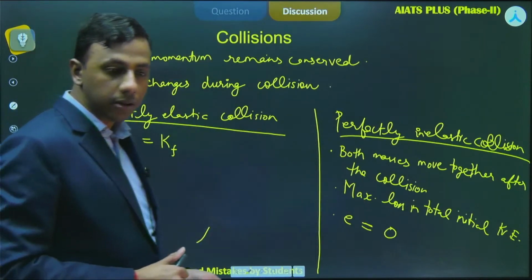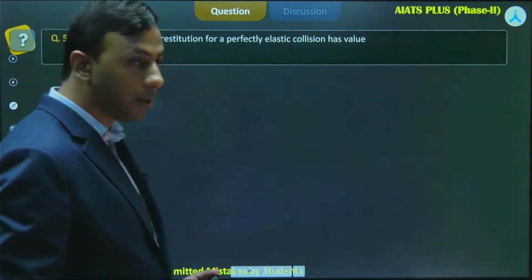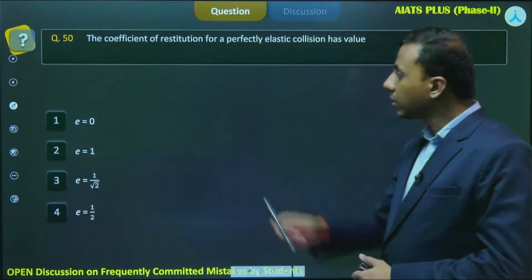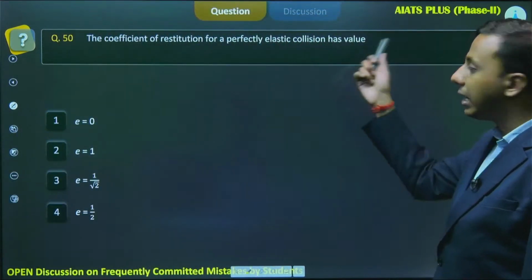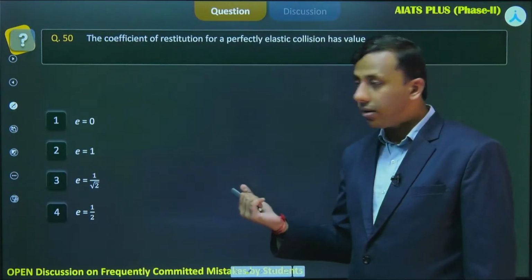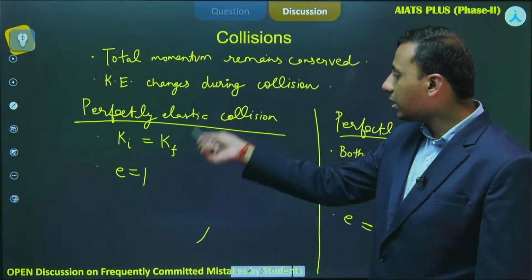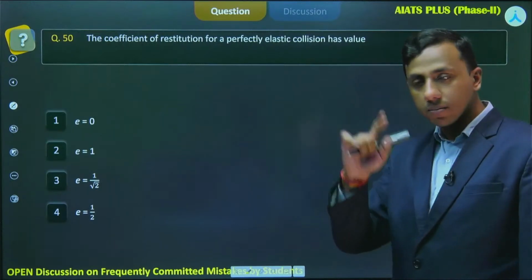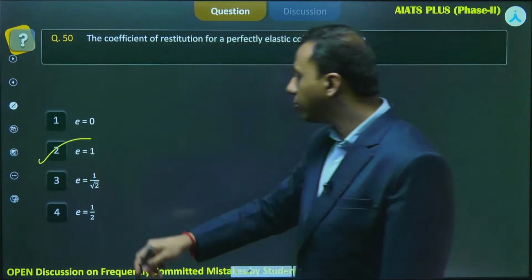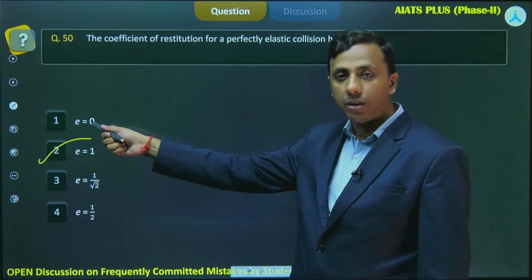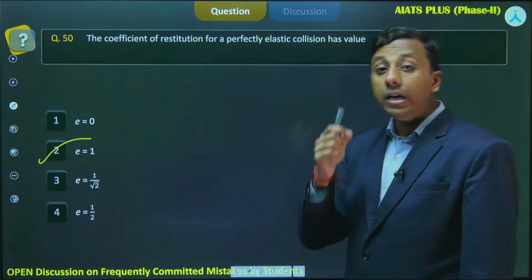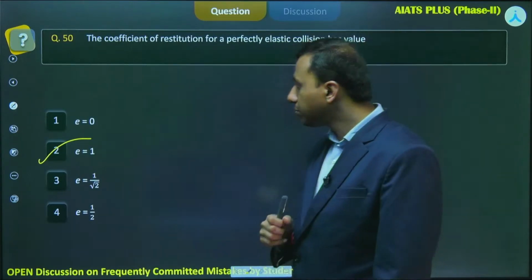So let's see what the next question entails. See here, coefficient of restitution for a perfectly elastic collision. Just now we studied, right? For perfectly elastic, e is equal to how much? 1. This will be the answer. For this one, e would be equal to 0, that implies it is perfectly inelastic. Okay.